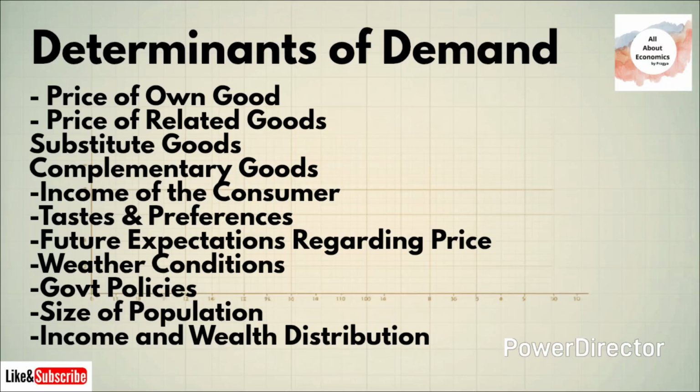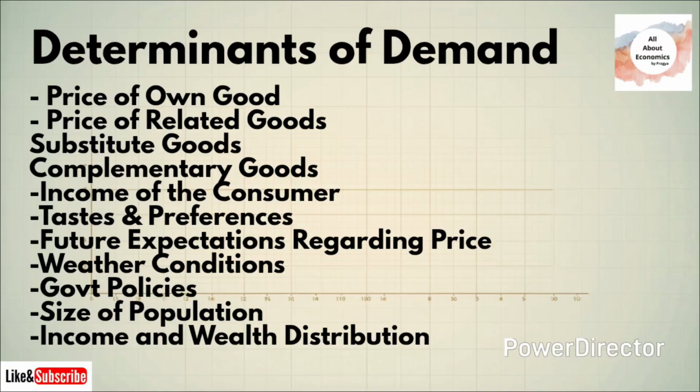The second one is the price of related goods. Related goods means goods related to our good. For example, if we want to purchase a soap like Dove, there are other substitutes available in the market, like Lux, Lifebuoy, right? These are called substitute goods. If the price of the substitute good is less, the consumer is attracted to that product and the demand is less for our product. And if the price of the substitute good is more, the consumer is attracted to our good, which is comparatively cheaper in the market.